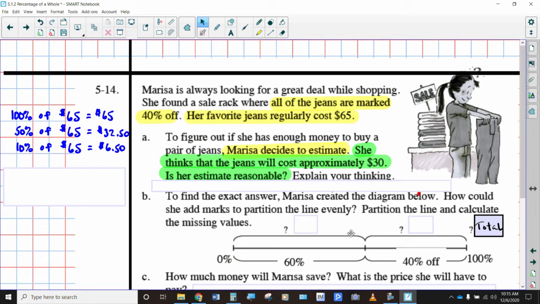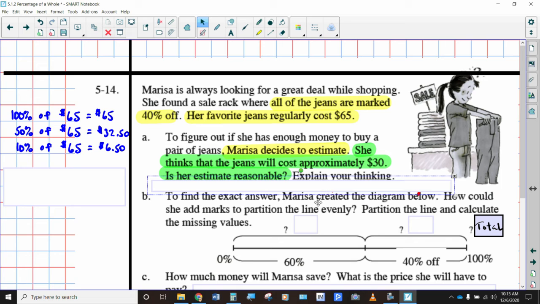40% is the discount, which means she's going to be paying the rest of it, which would be 60%. So if 50% is $32.50, wouldn't 60% be somewhere around $38 or $39? Because you would add the 10 and the 50% to give you 60%. So I don't think that's right.